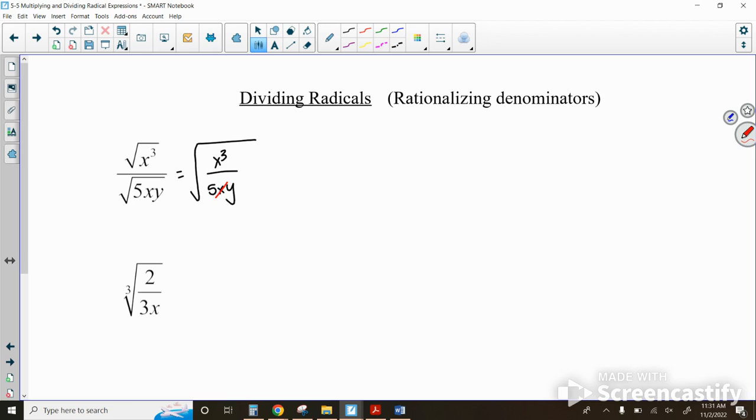For instance, this 1x is going to go into this one here. It'll take one away from the top. So what that would turn into is a square root of x squared on top over now just 5y.